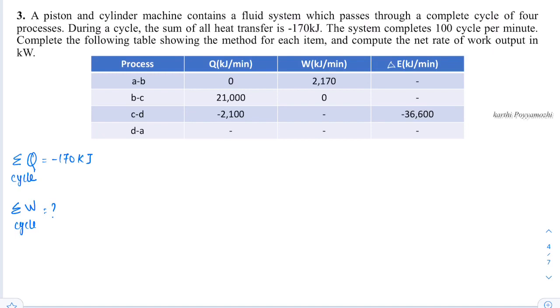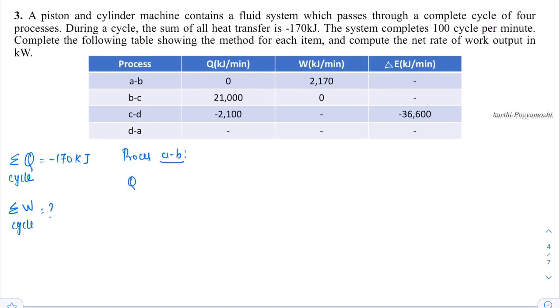From the process A to B, we have the value of heat transfer and work done by the system. We have to find the change in internal energy. This can be found by using the first law of thermodynamics for a closed system, which states that Q is equal to del U plus W, or del E plus W. In this case, it is del E. Therefore, we have to find the value of del E, which is equal to Q minus W.